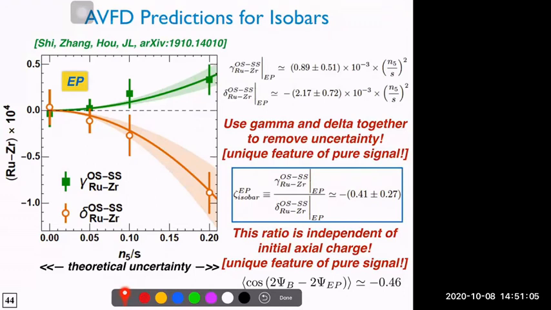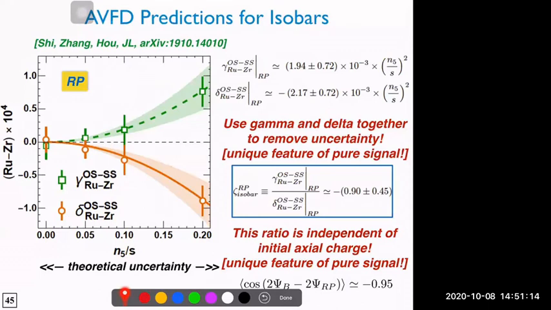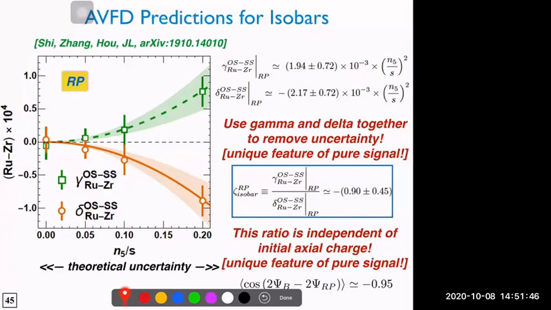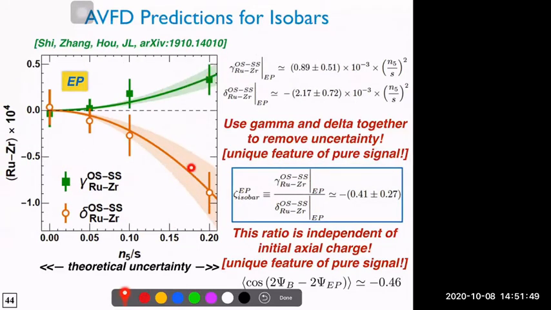You can do the same game for the reaction plane. The reaction plane, as I mentioned earlier, is better correlated with the magnetic field, which is a good feature. Indeed, if you do that measurement with respect to the reaction plane, the delta correlator doesn't change, while the gamma correlator becomes twice as large. Again, they both depend quadratically on the initial axial charge. If you take a ratio, that ratio is minus 0.90. Again, this reflects the decorrelation between the magnetic field and the reaction plane. So this is another very robust prediction for the isobars. There are other predictions as well, but I think these two are the most important: you measure gamma and delta for the event plane and for the reaction plane.